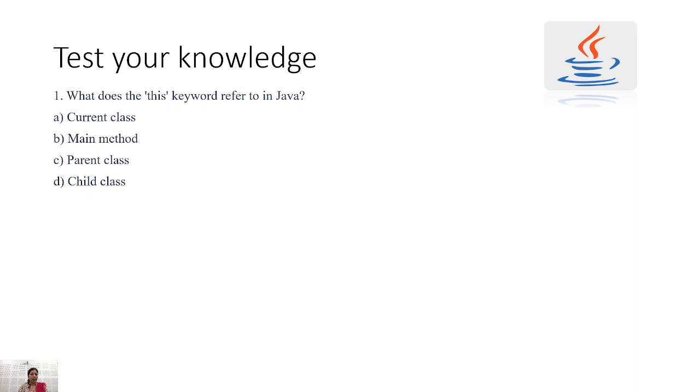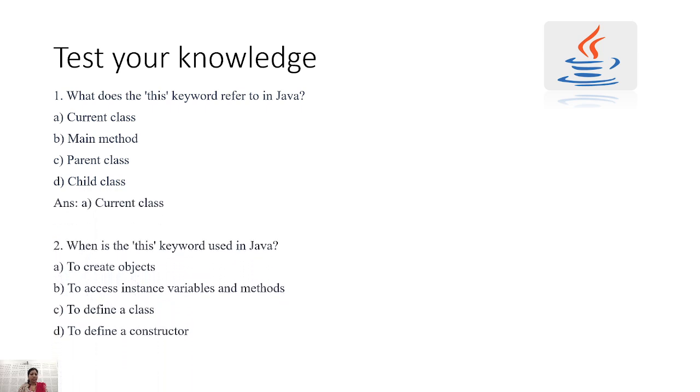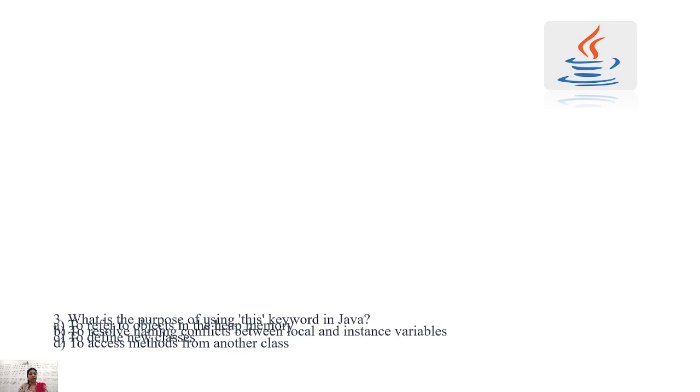What does the this keyword refer to in Java? Current class, main method, parent class, or child method? Yes, current class, right? Second question: when is the this keyword used in Java? To create the object, to access the instance variables and methods, to define a class, or to define a constructor. What will be the answer? To access the instance variables and the methods.